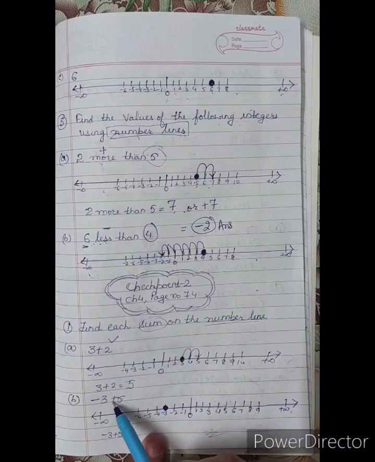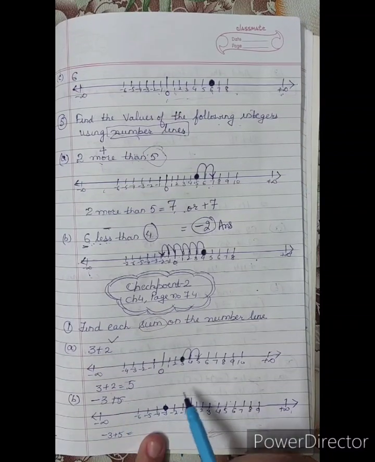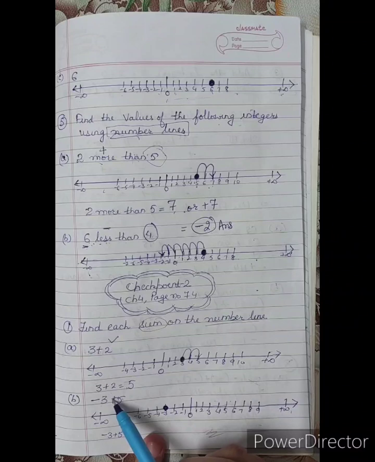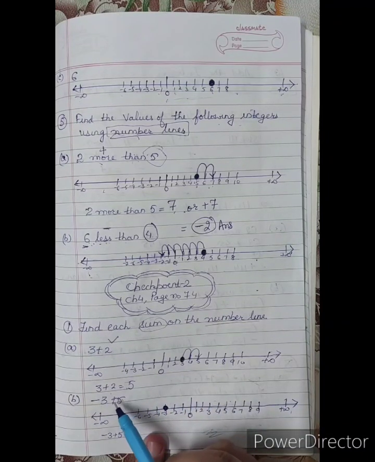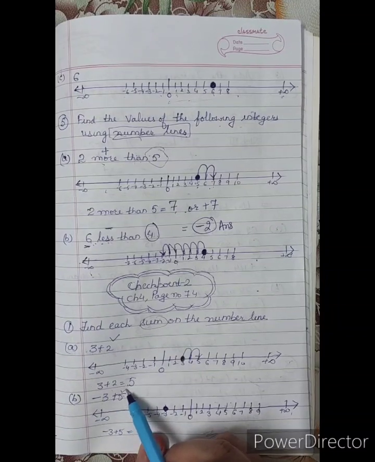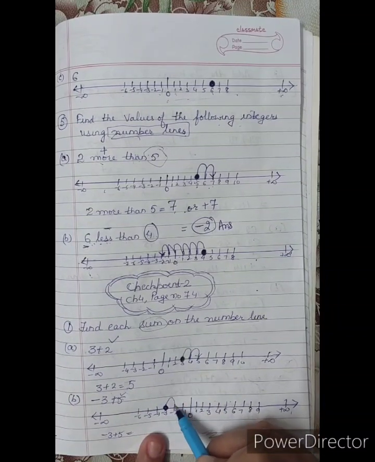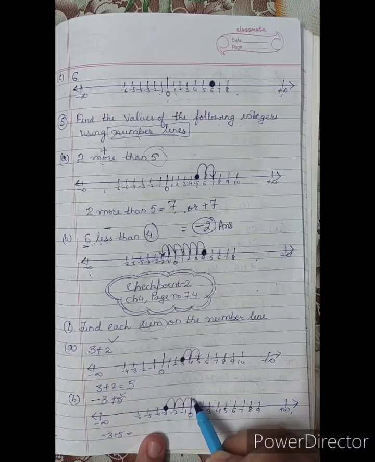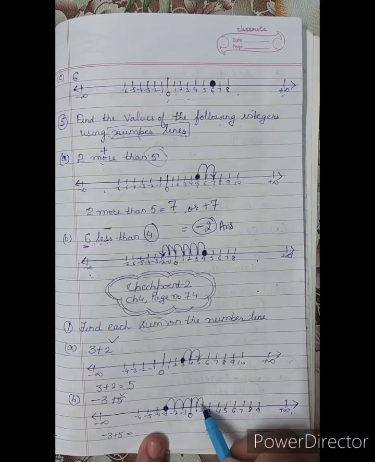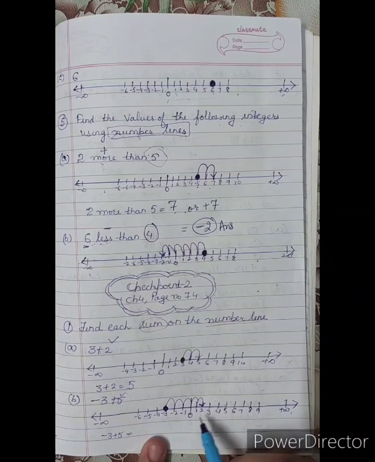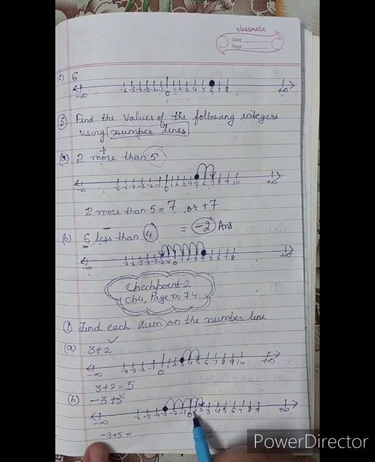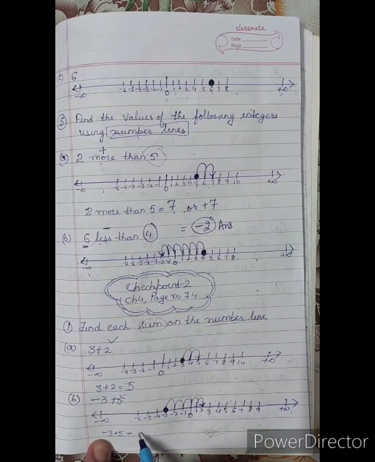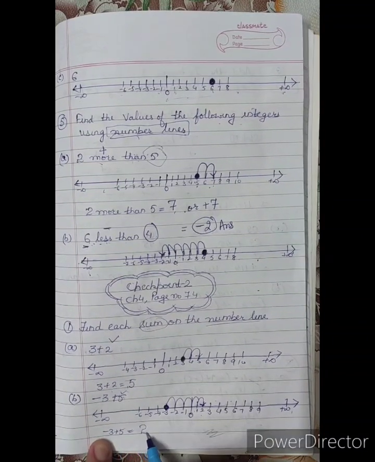Then plus 5. Plus indicates that we will take forward steps, minus indicates we have to take backward steps. So how many steps do we have to take forward? 5. Let us count: 1, 2, 3, 4, 5, and we reach up to positive 2. You have to start it with a dot and you have to end it with the arrow. So the result of minus 3 plus 5 is positive 2.